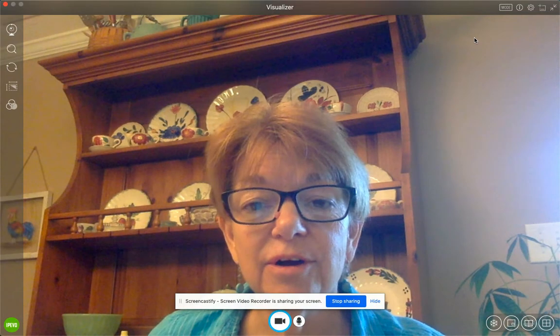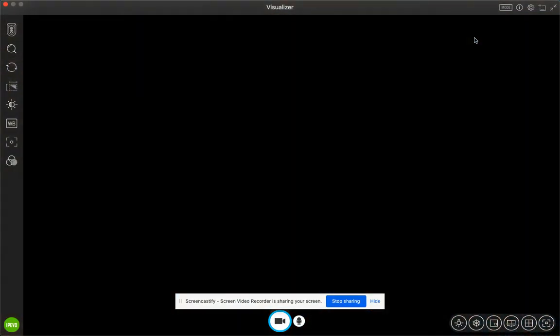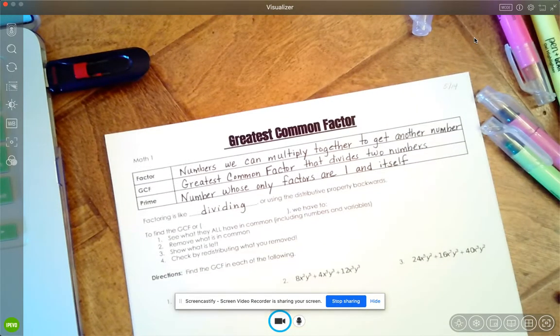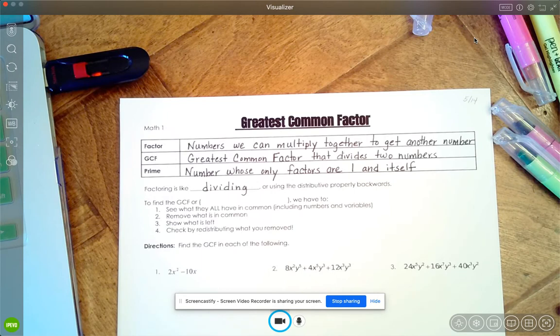Today we're going to talk about the greatest common factor. In the past couple of days, we've been multiplying polynomials and multiplying binomials. Today we're going to do the opposite, and we're going to look at the greatest common factor in these.